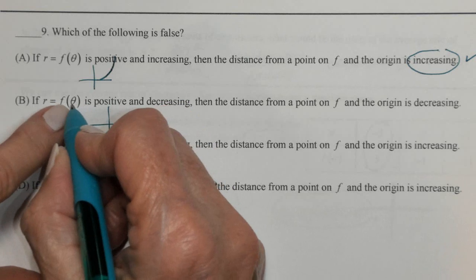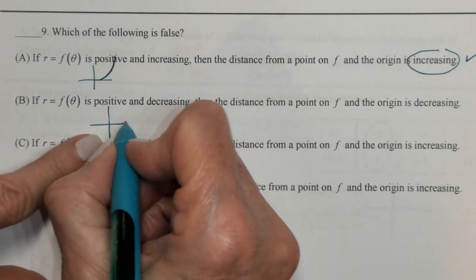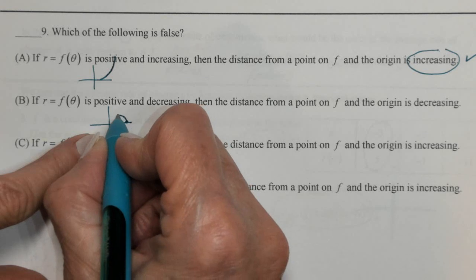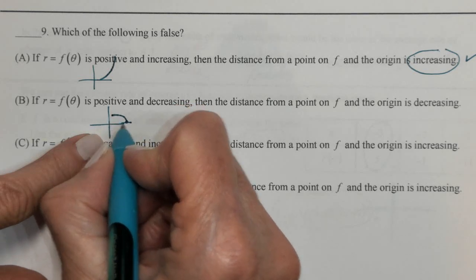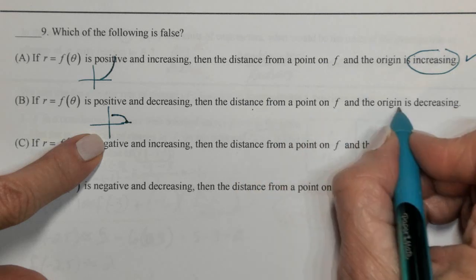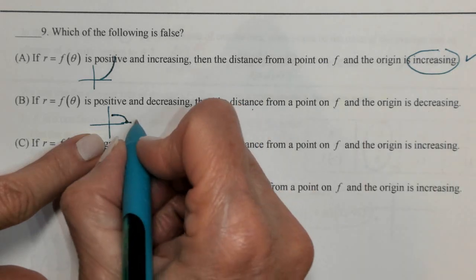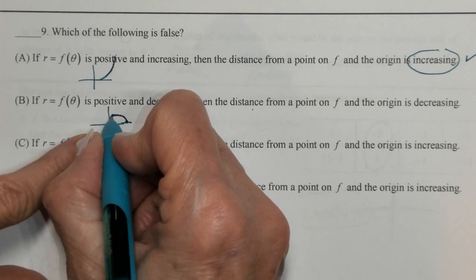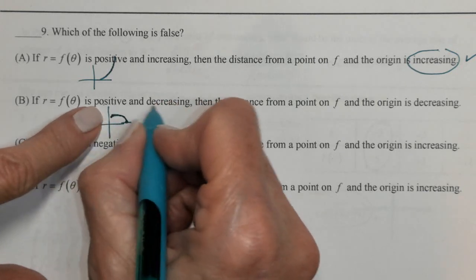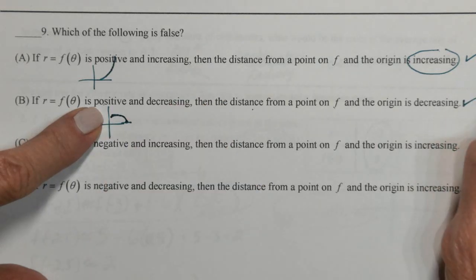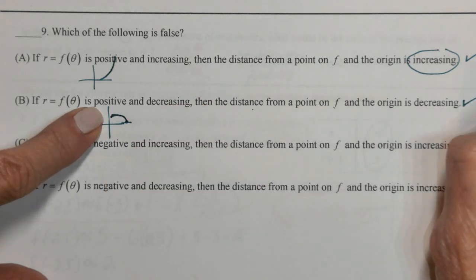If r is positive but decreasing, then the distance between a point on f and the origin is also decreasing. Is that true or false? If r is positive and decreasing, yes, we are getting closer to the origin. The distance is decreasing.